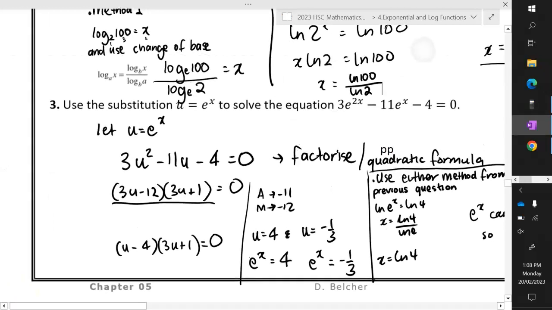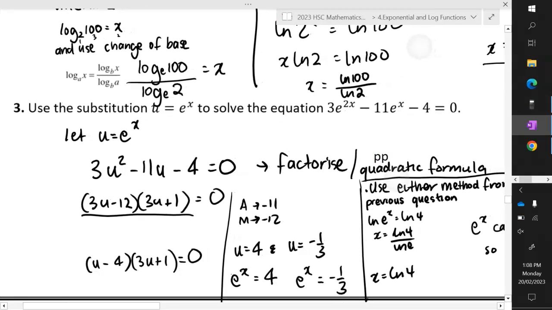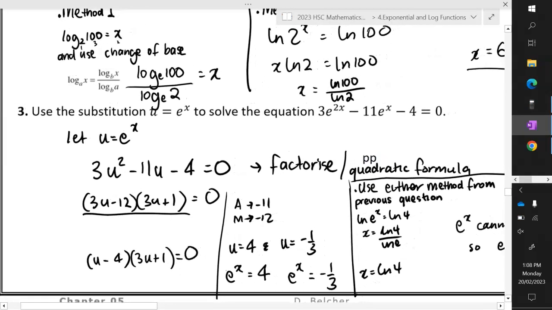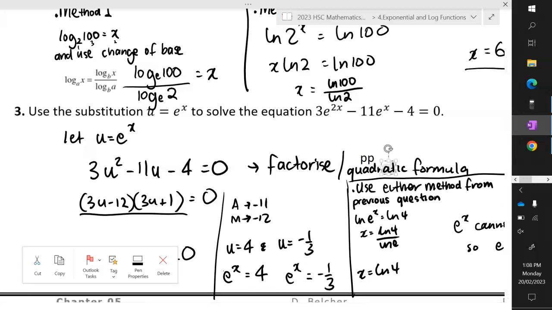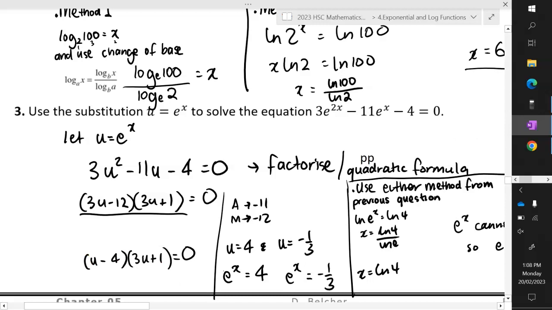Okay, question 3 here. We've looked at ones like this before with substitution, and I'm pretty sure we had one in a past assessment task. They're very common, and we will see them again in our next topic where we've got trig functions like sine or cos in there. If you're getting a question like this and it says use the substitution of u equals e to the x to solve this equation, you can substitute it in, and hopefully once you've substituted in, you'll get a form that you can see or understand.